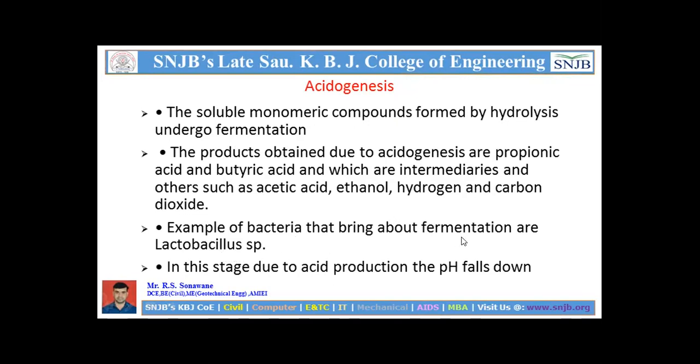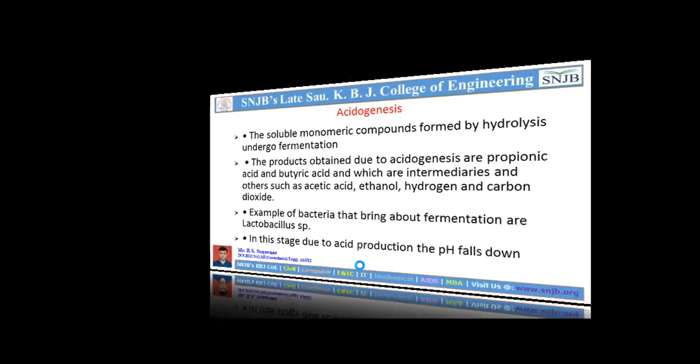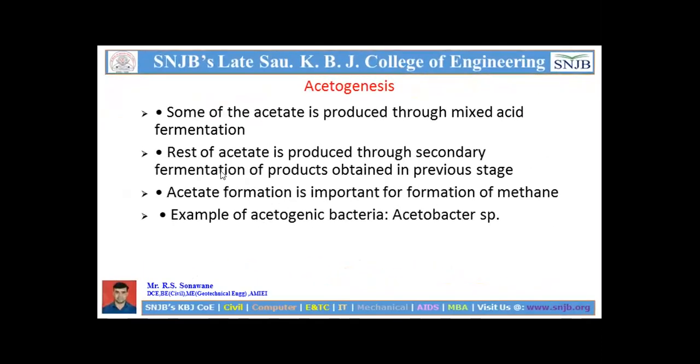Okay, fermentation happens only after hydrolysis, and at that time in this stage, due to the acid production, the pH falls down. In this stage the pH falls, acid is produced here. You know that when pH falls, that means less than 7, it may be acidic. It is a general example. Then in acidogenesis, some acetate is produced through mixed acid fermentation.